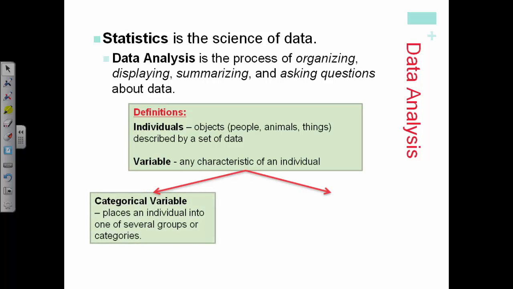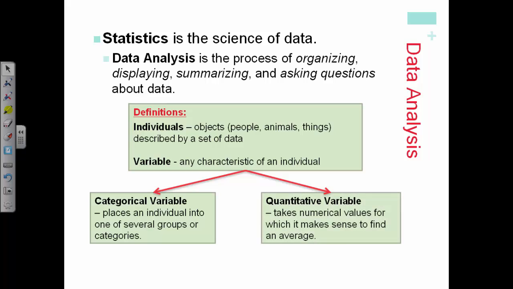We have two types of variables. The first is categorical variable. This places an individual into one of several groups or categories. And a quantitative variable. This takes numerical values for which it makes sense to find an average. So our two kinds again are categorical and quantitative variables.